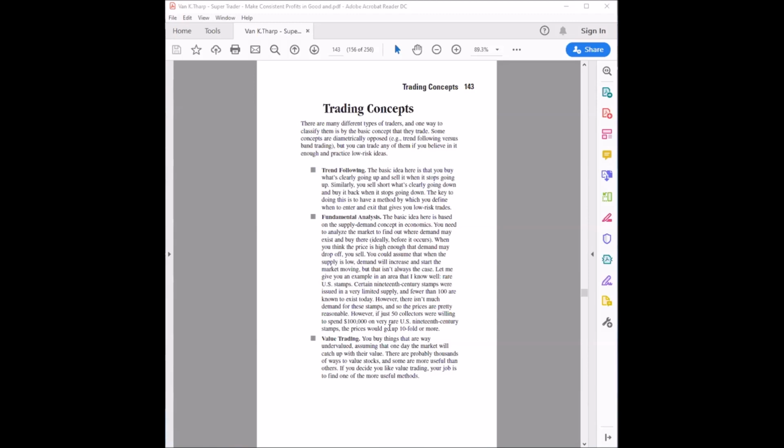Okay. Now the problem with value trading is, as he points out, there's thousands of ways to value stocks. Do you value its algorithm? Do you value its security? Thinking of crypto examples, do you value its supply structure, its reward structure? Do you value its networkability, its dApps programmability? All of those things to different traders have different levels of value. So if you decide you like value trading, your job's to find one of the more useful methods.